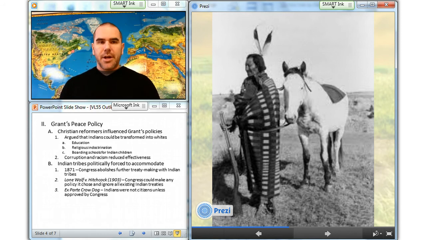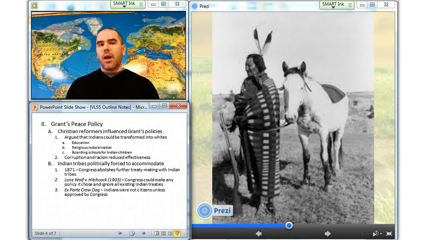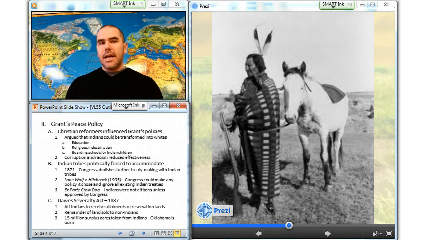Another assimilation measure attempted to free Indians from their tribal past, this time through land taking. The Dawes Severalty Act of 1887 held that all Indians would receive allotments of reservation land, and the remainder would be sold to non-Indians. The Bureau of Indian Affairs' carelessness, corruption, and greed doomed this act.